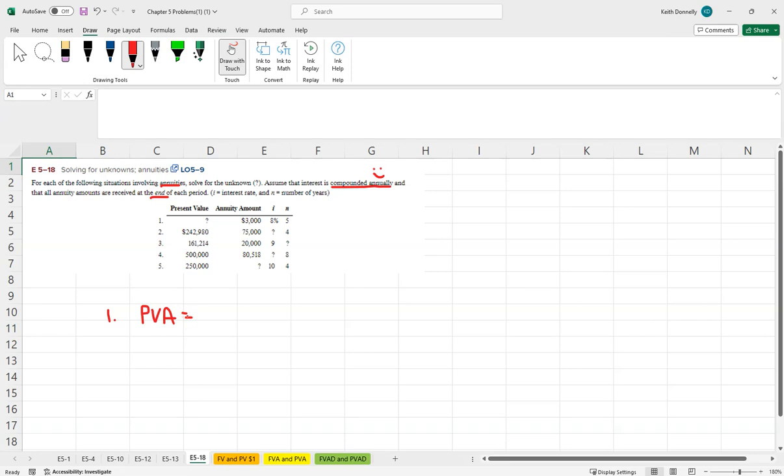And we know how you would find that, right? It's going to be the payment amount, right? Every time they have that little X on there, $3,000 times the factor.